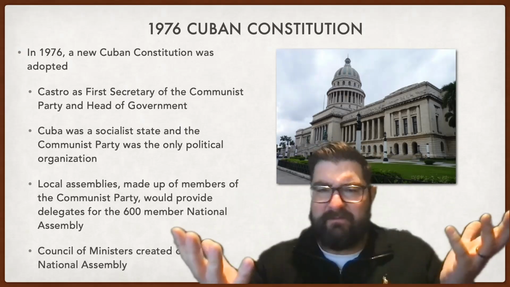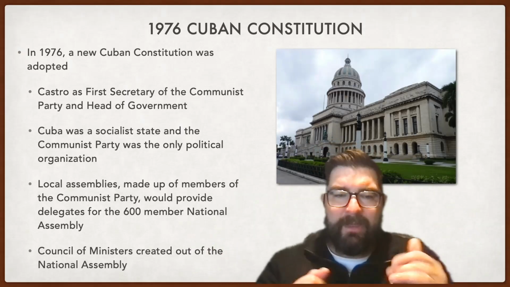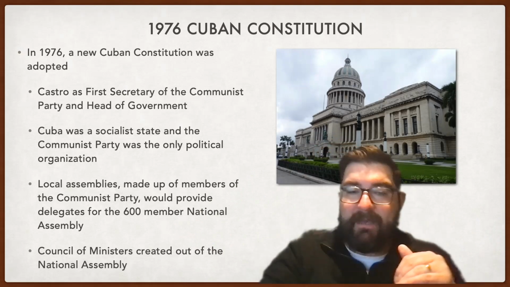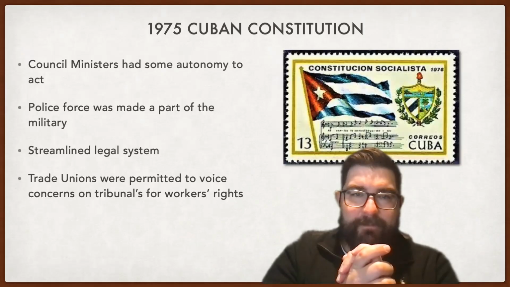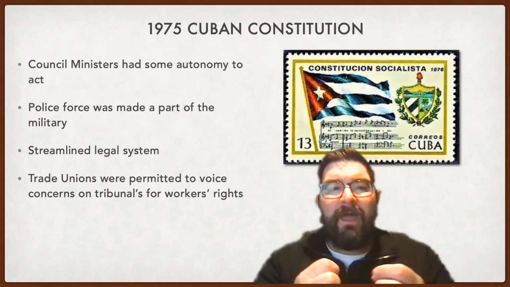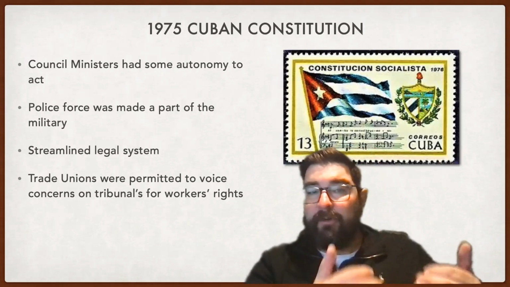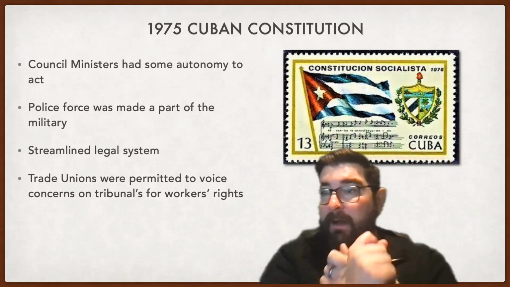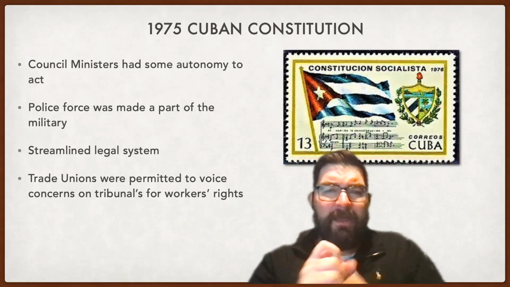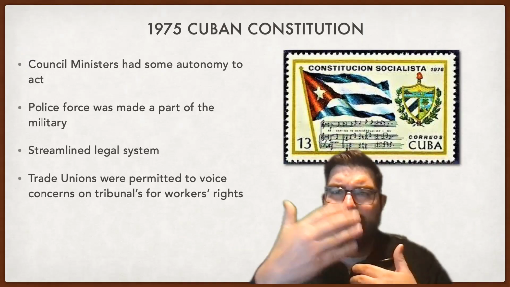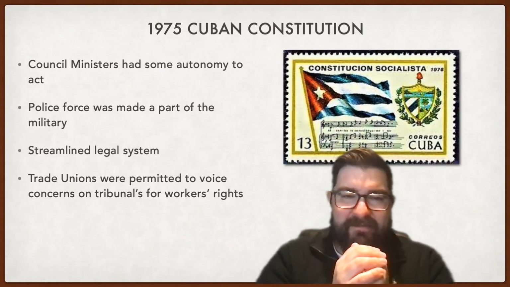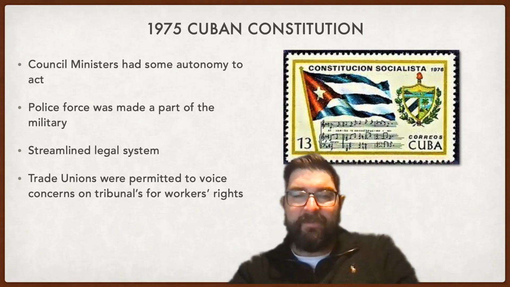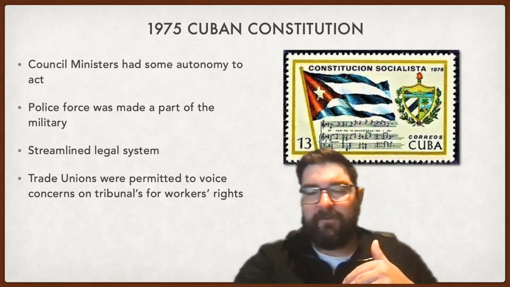Note, none of this involves free elections or anything like that. And then a council of ministers under Fidel Castro would be created out of that National Assembly. This constitution would offer some autonomy to those council ministers to act. A police force would be made a part of the military of Cuba. The legal system would be streamlined to speed up the legal process. And trade unions were actually permitted some voice in the Cuban state to voice concerns for workers' rights.